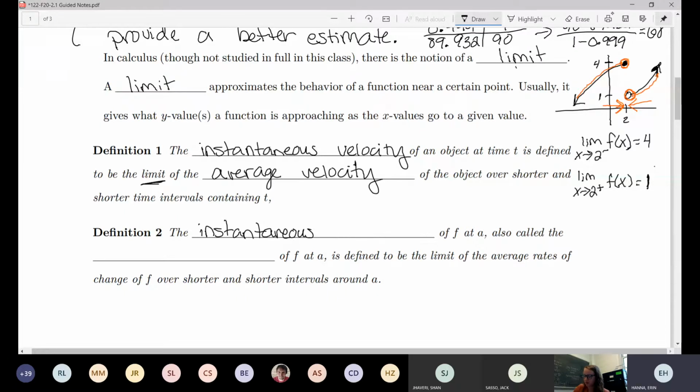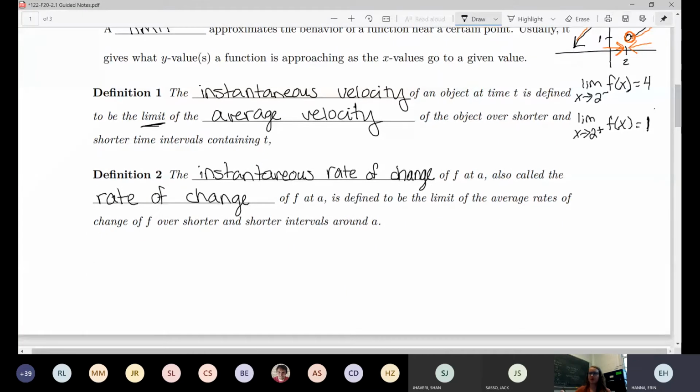Okay, let me rewrite that better. Instantaneous rate of change. So the instantaneous rate of change of f at a, which is also sometimes just called the rate of change. So they sometimes drop the word instantaneous and just say rate of change, is defined to be the limit of the average rates of change over shorter and shorter intervals around a. So what did that have to do with what I was saying about a limit?